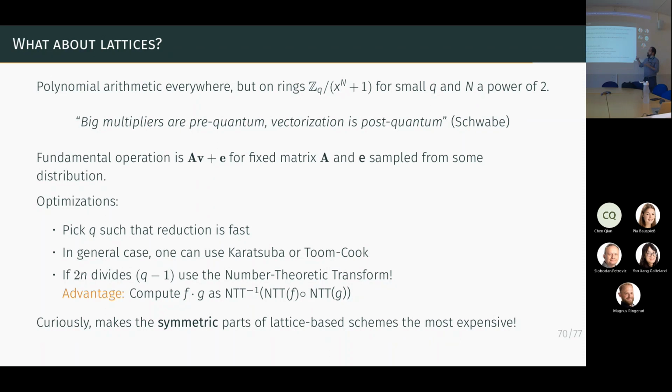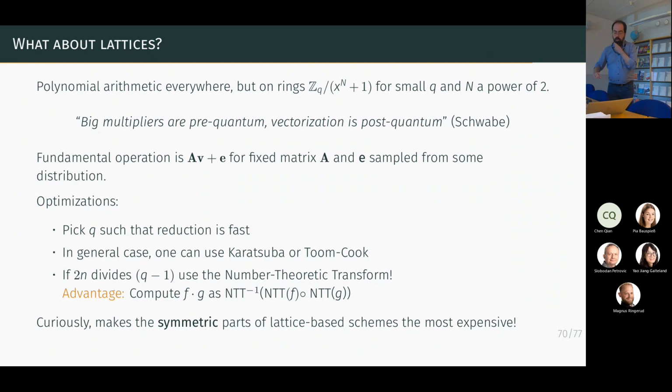So for example, in many schemes, this matrix A will be large and will be fixed. So you expand it from a smaller seed. You need a SHAKE function, some ChaCha-type function, to expand the smaller seed into the large A. That will actually dominate the polynomial arithmetic. So the polynomial arithmetic is not that much of a problem anymore.